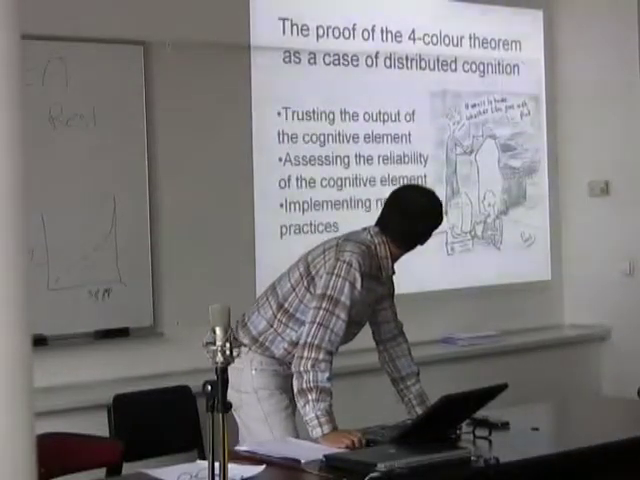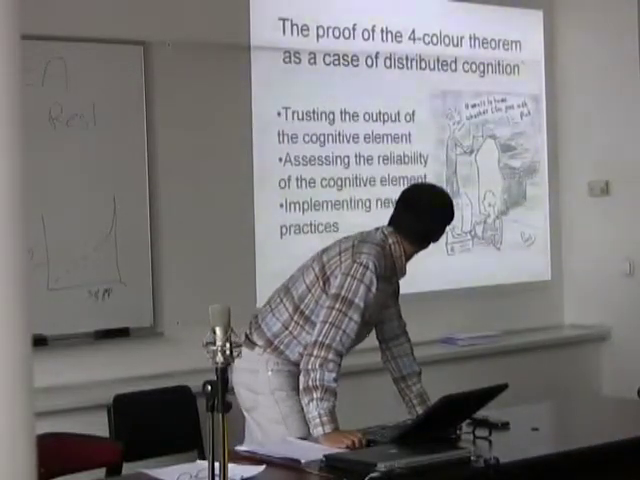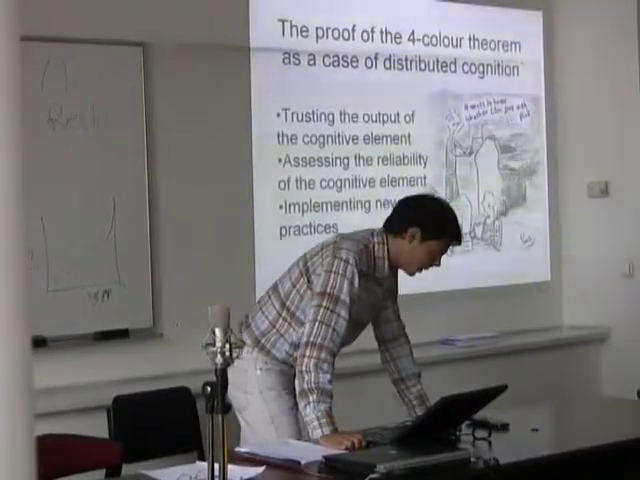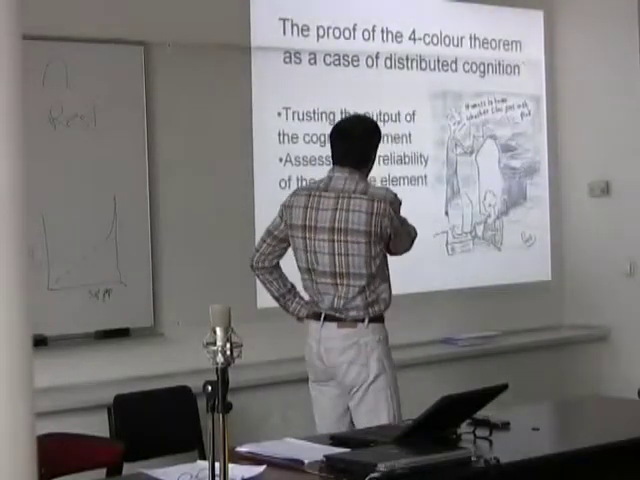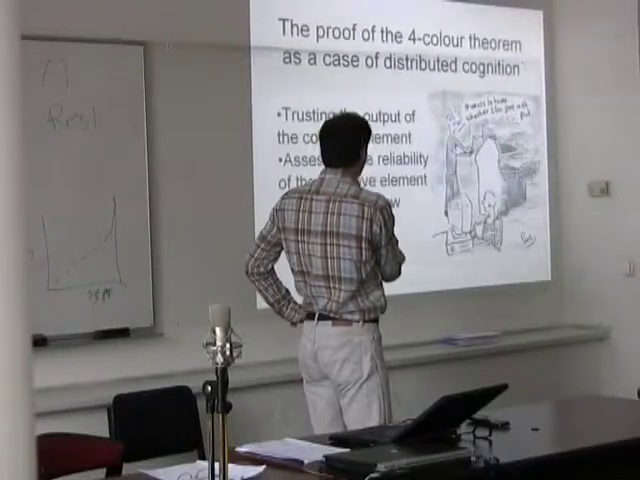So the proof of the four-color theorem is a case of distributed cognition. What do we have in order to show that it is really a case of distributed cognition? Well, first of all, we are trusting the output of the cognitive element.